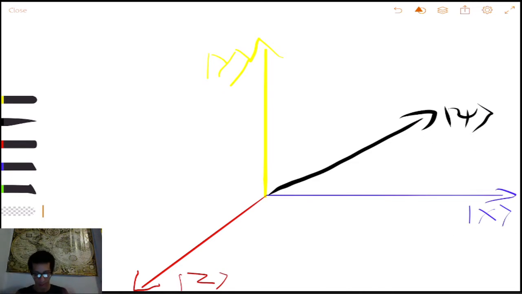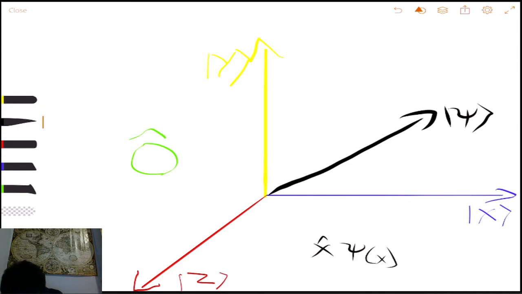Observables in quantum mechanics are represented on a vector space by something that I'm going to dub O hat. This is called an operator. The operator represents the observable. So for position, which would be x hat, the position operator acting on the wave function of x is equal to, I believe, x psi x.